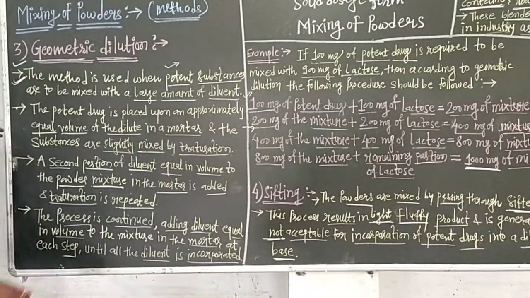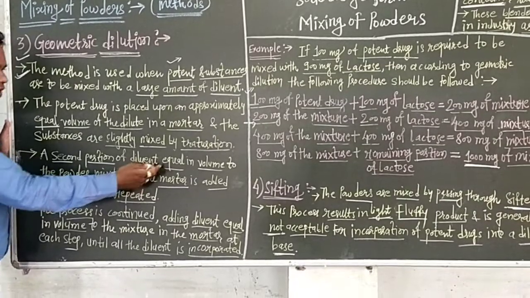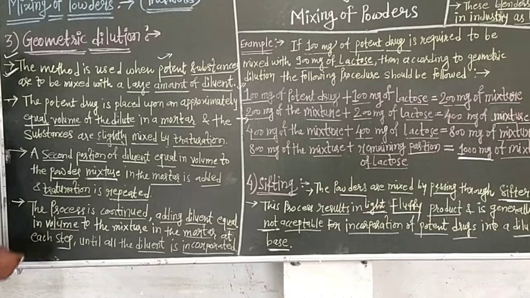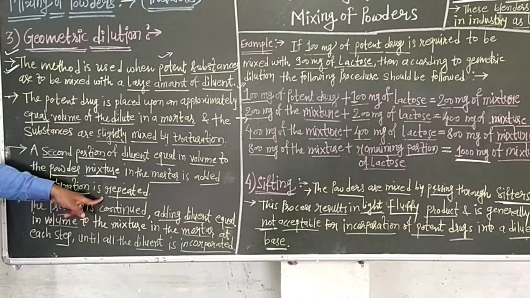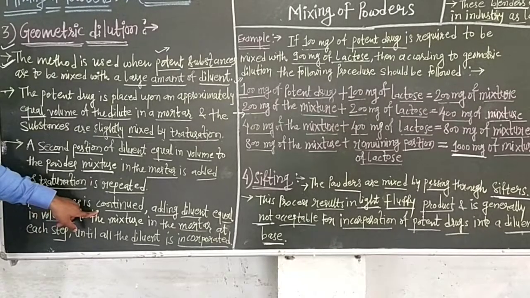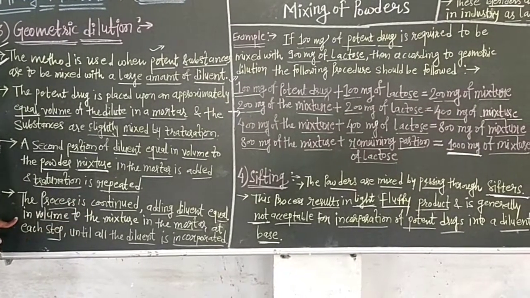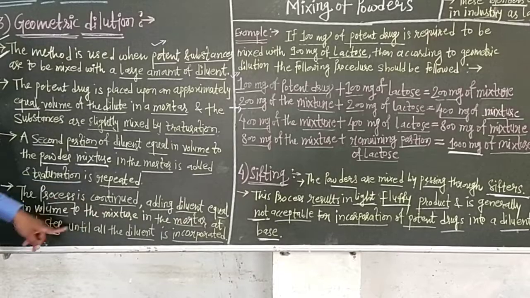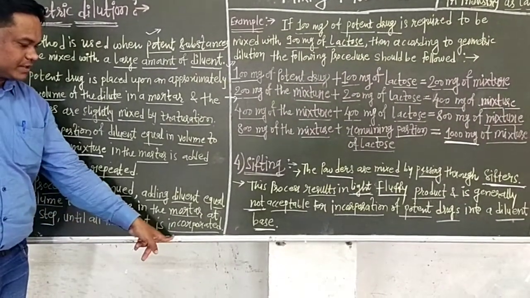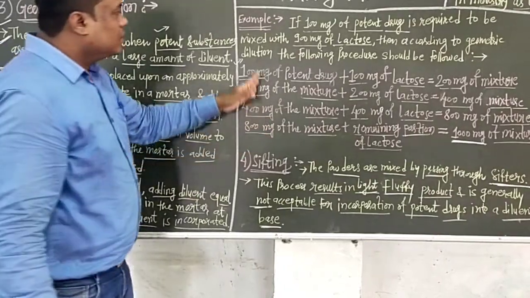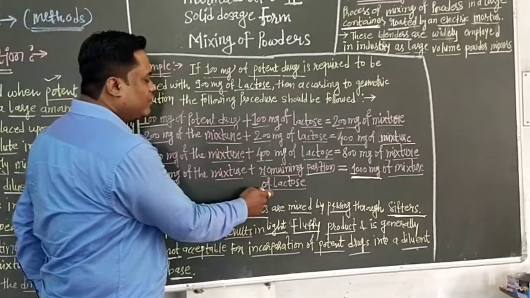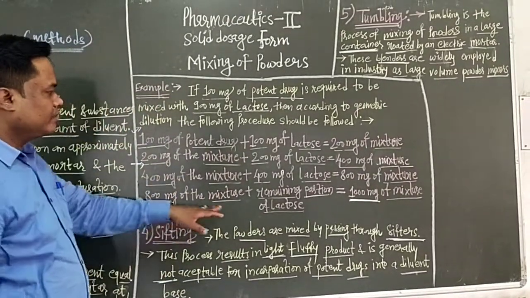The second portion of the diluent, equal in volume to the powder mixture in the mortar, is added and the trituration is repeated for the mixing of powders. The process is continued, adding diluent equal in volume to the mixture in the mortar at each step until all the diluent is incorporated. That means the process continues until the remaining portion of diluent has been added to the mixture.